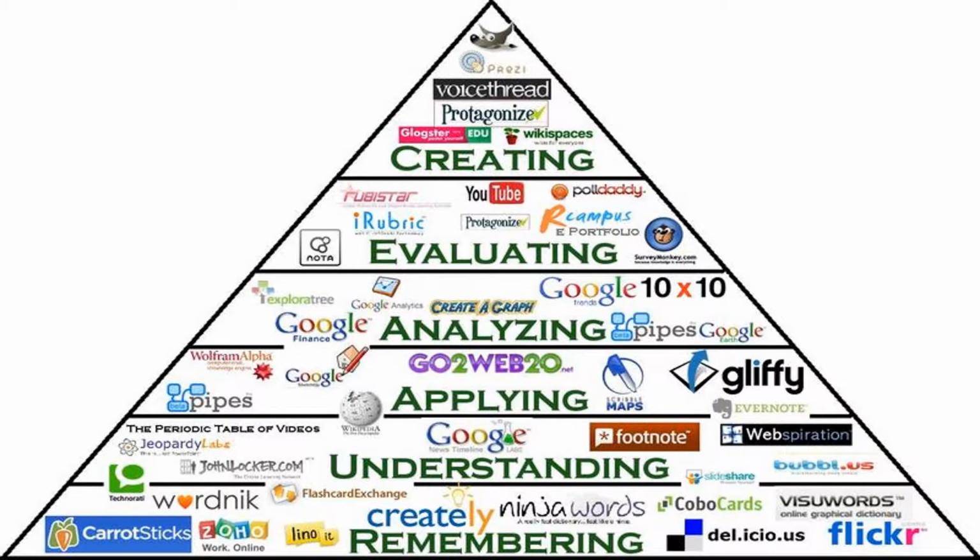This is a pyramid for the Bloom's revised digital taxonomy. It shows some of the different web tools under each thinking order. Some of the web tools for remembering are Carrot Sticks, WordNik, and Ninja Words. Some of the web tools for understanding are Google, Footnote, and Webspiration. Some of the web tools for applying are Glogster, Wolfram, and Evernote.